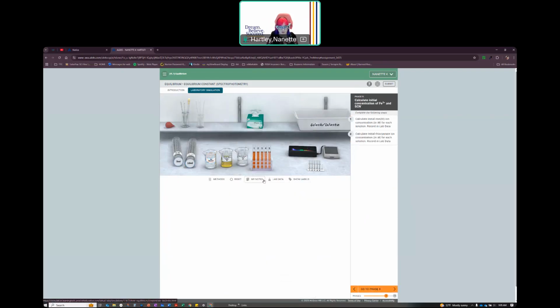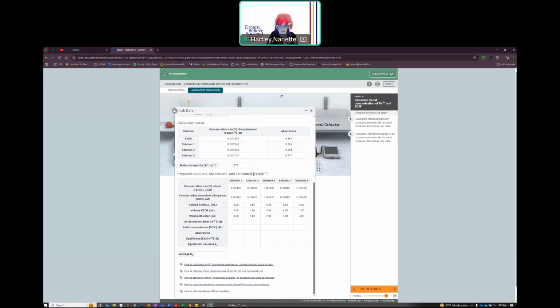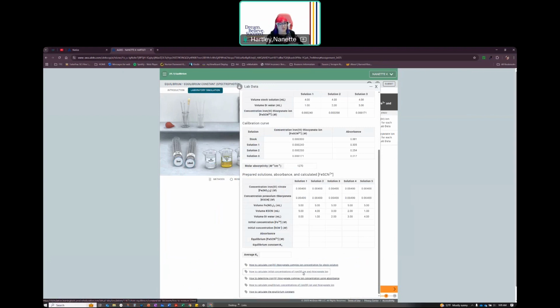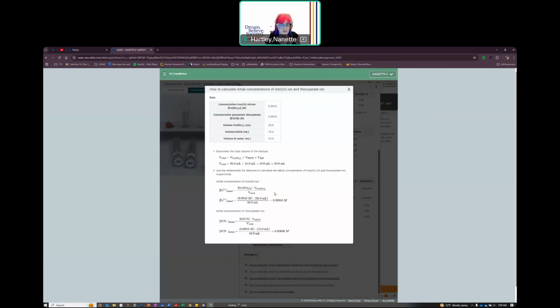Calculate the initial iron concentrations. Okay, now we already looked at this. Pull it up again: how to calculate the initial concentrations. So we need to find the total volume for everything that we put in there. They have some example data, and then our initial concentration is going to be the concentration times the initial volume divided by the final one. Okay, we can do that.